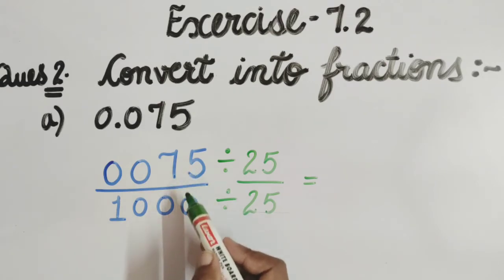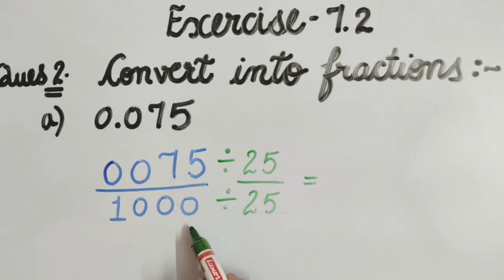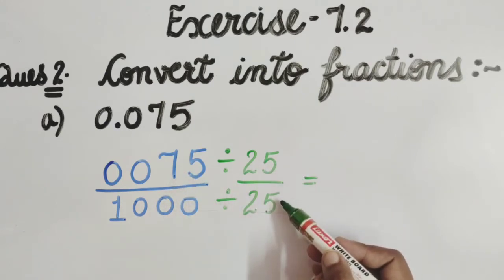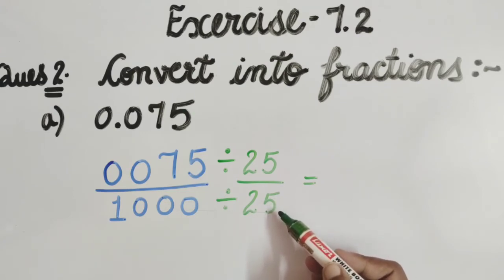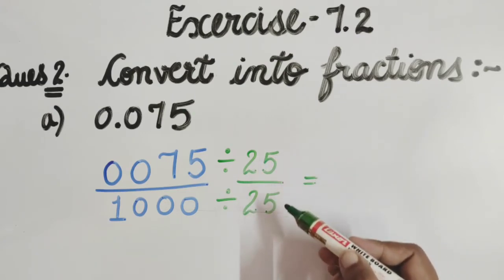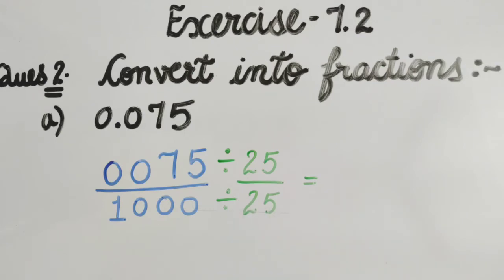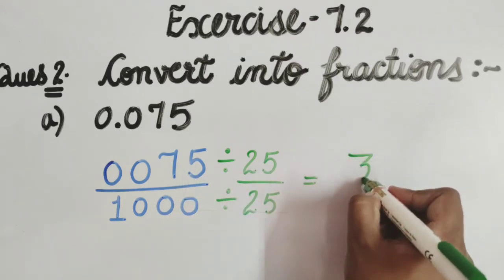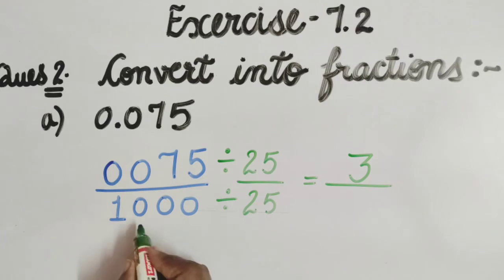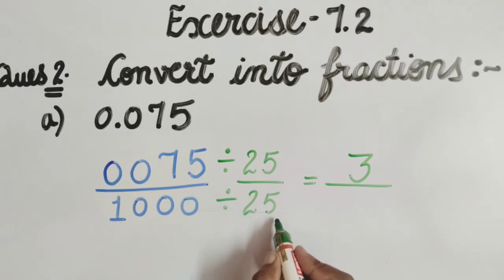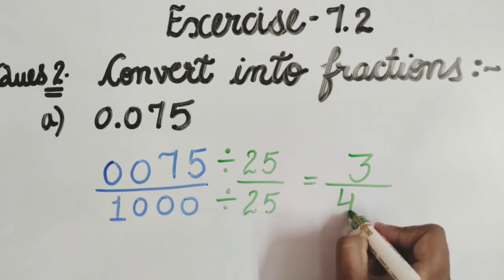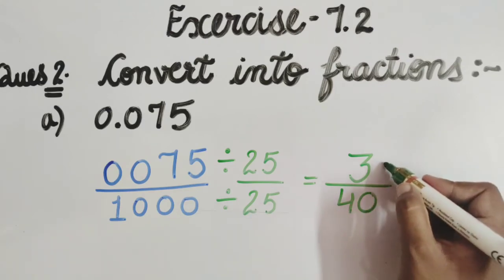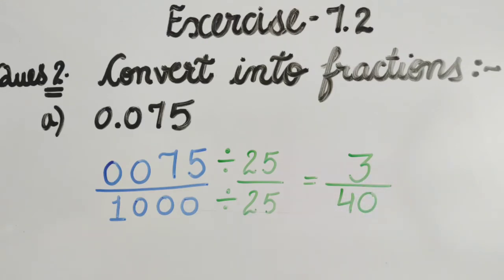Students, when you find the HCF of these 2 numbers, 75 and 1000, HCF will be 25. Next we have to divide the numerator and denominator by the HCF to convert our fraction into the lowest form. When we divide 75 by 25, answer will be 3. And when we divide 1000 by 25, answer will be 40. Now 3 by 40 is in the lowest term.